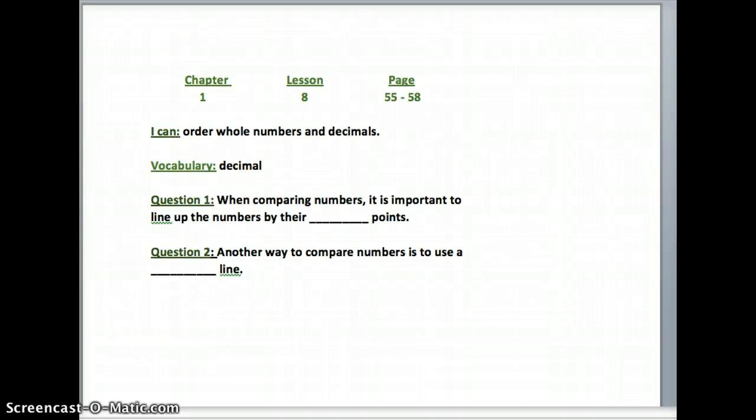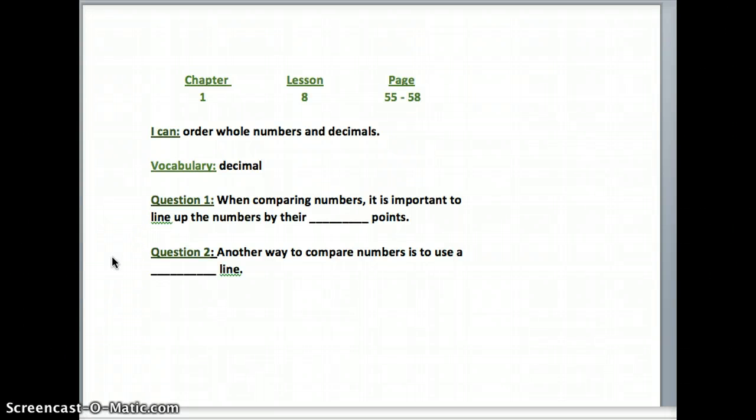Today we are learning about Chapter 1, Lesson 8 on pages 55 through 58 in your textbook and online. Our I can statement for today is I can order whole numbers and decimals. Vocabulary is decimal. Question 1, when comparing numbers, it is important to line up the numbers by their blank points.